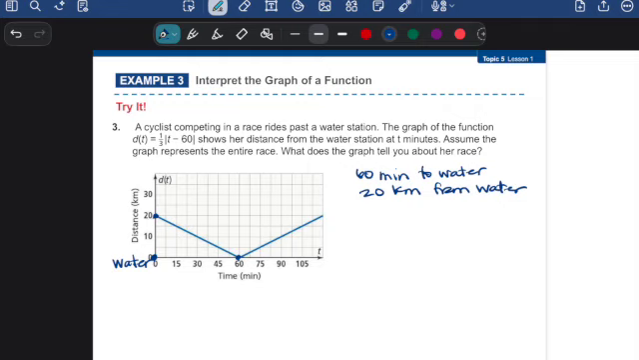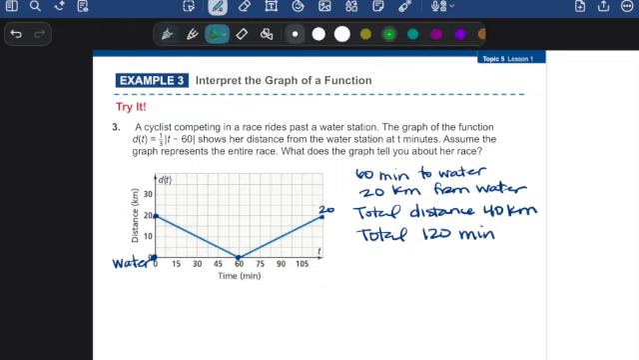What does the graph tell you about her race? Do we know the total distance she travels? Yes, we do. She travels 20 kilometers to get to the water station and then another 20 to finish the race. So her total distance then is going to be 40 kilometers. And how about the total time? We know it took 60 minutes to get to the water station, and then she goes another 60 minutes to finish the race.